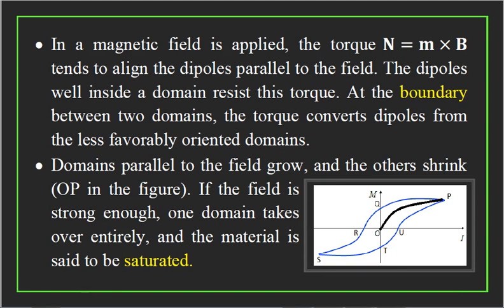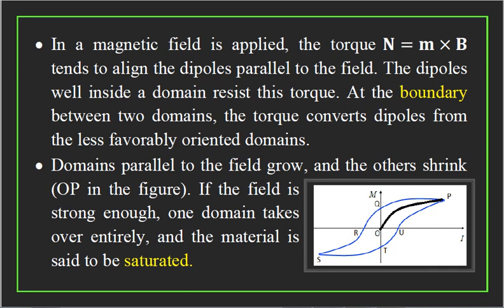Now what happens if a magnetic field is applied? If a magnetic field is applied, then a torque M cross B acts on individual dipoles. In a paramagnetic material, the work of the torque was very easy because each dipole can be rotated very easily. But here, the task in front of the torque is very difficult because the dipoles are strongly interacting.